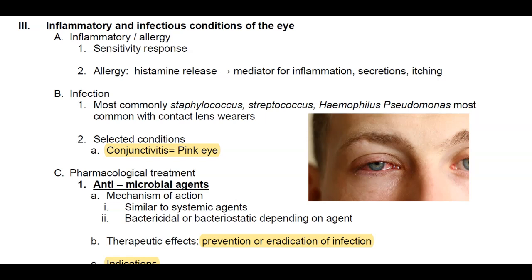Inflammatory and infectious conditions of the eye. Inflammation can happen because of so many things. It can be from allergies, it can be from infection. As you know, it is a normal or expected immune response.